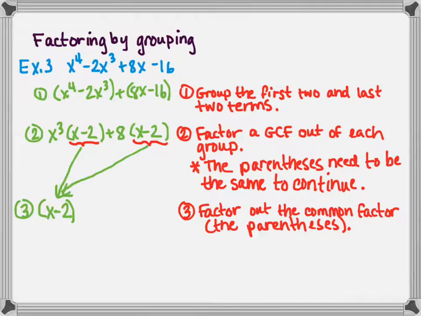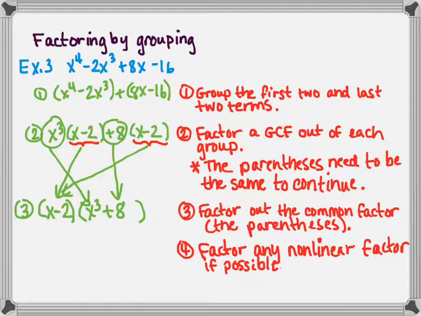And then in my second set of parentheses, I'm going to take those GCFs that we factored out, the x cubed and the positive 8. So this factored to x minus 2 times x cubed plus 8. But since we do have a factor that has an exponent, we should check if we can factor x cubed plus 8.